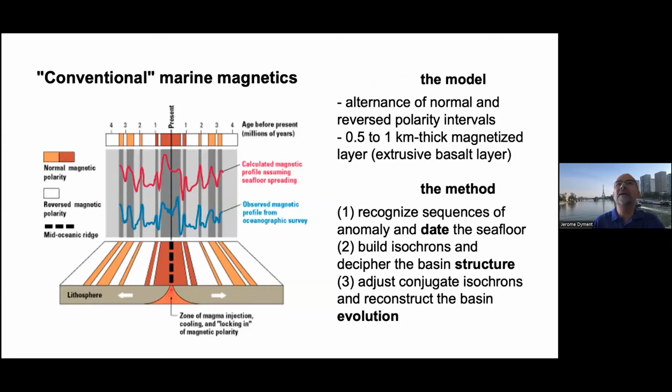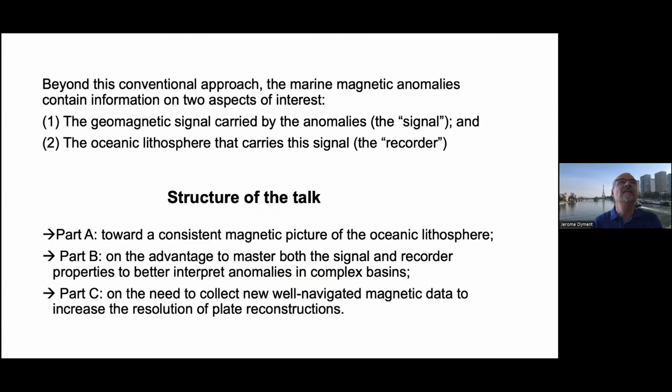It relies on a model: the alternance of normal and reverse polarity intervals, and a magnetized layer that is about half to 1 kilometer thick, that corresponds mostly to the extrusive basalt layer. The method is, as you could see just before, to recognize the sequences of anomalies by comparison to a model, and date the seafloor, build isochrones and decipher the basin structure, and subsequently adjust the conjugate isochrones and reconstruct the basin evolution. Beyond this conventional approach, the marine magnetic anomalies also contain information on two major aspects of interest.